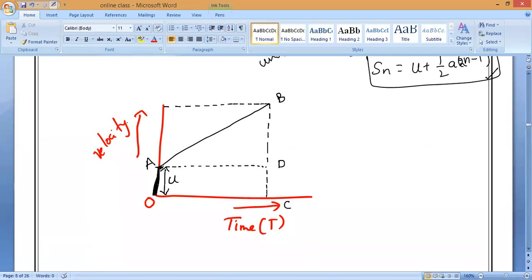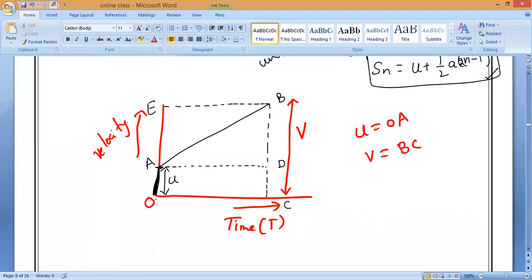Now tell me, in this graph, what is the initial velocity? Initial velocity is OA. Now what is the final velocity, guys? Final velocity is called BC. Is it clear, everybody?